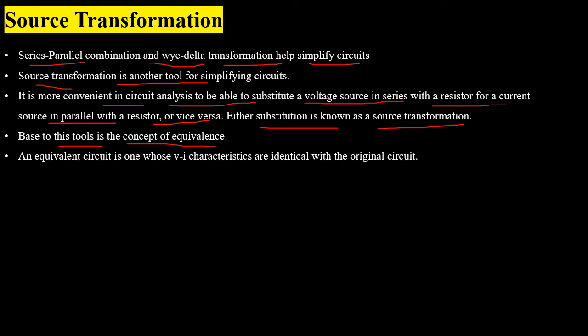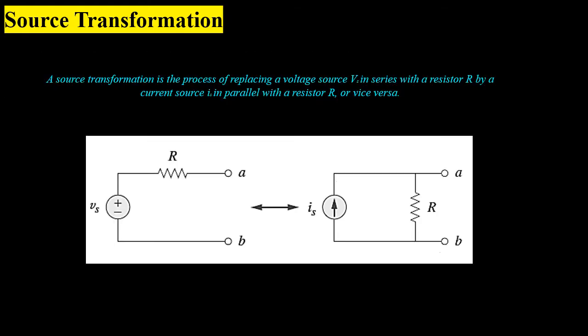An equivalent circuit is the one whose VI characteristics are identical with the original circuit. A source transformation is the process of replacing a voltage source V in series with a resistor R by a current source in parallel with resistor R or vice versa.